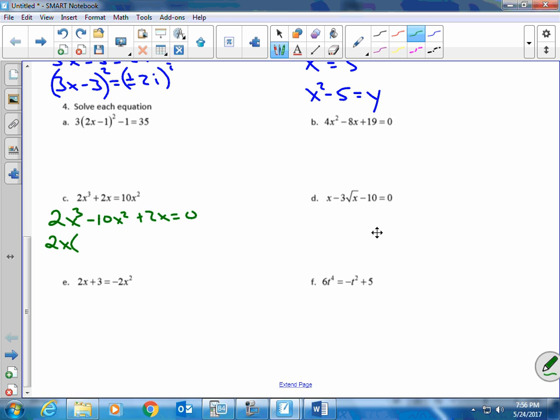2x cubed divided by 2x is x squared. 10x squared divided by 10x is 5x. 2x divided by 2x is 1.